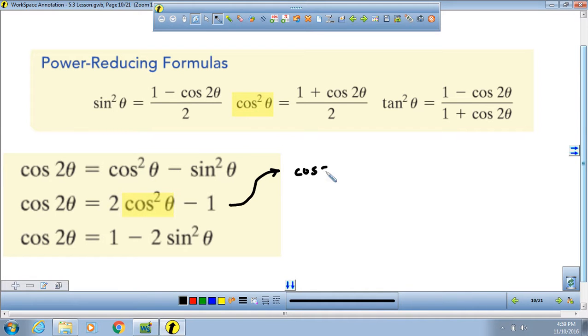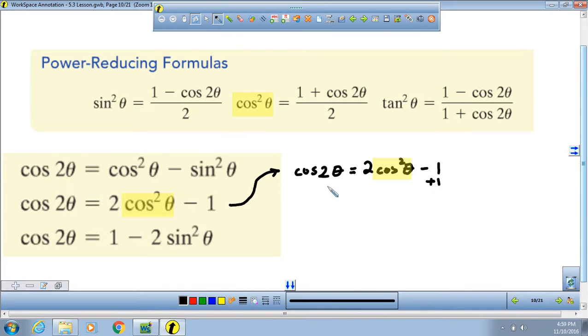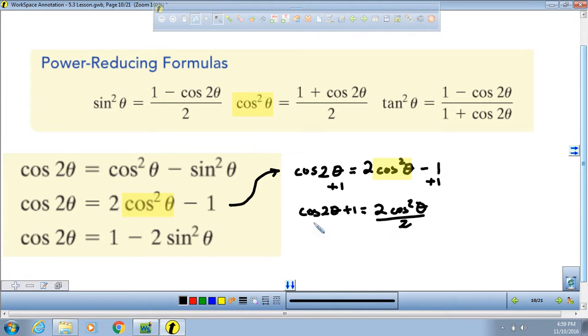So that is cosine of 2 theta equals... all of these formulas are modifications of the original formula, so they have a sequence. If I solve for cosine square of theta right here, I need to move the 1 over, so you're going to get cosine of 2 theta plus 1 equals 2 cosine square of theta, and then to get rid of the 2 I divide by 2, and that is what we see right there. So to reduce the power of a cosine square, we rewrite it into a linear power by using this formula right here, which is 1 plus cosine of 2 theta divided by 2.